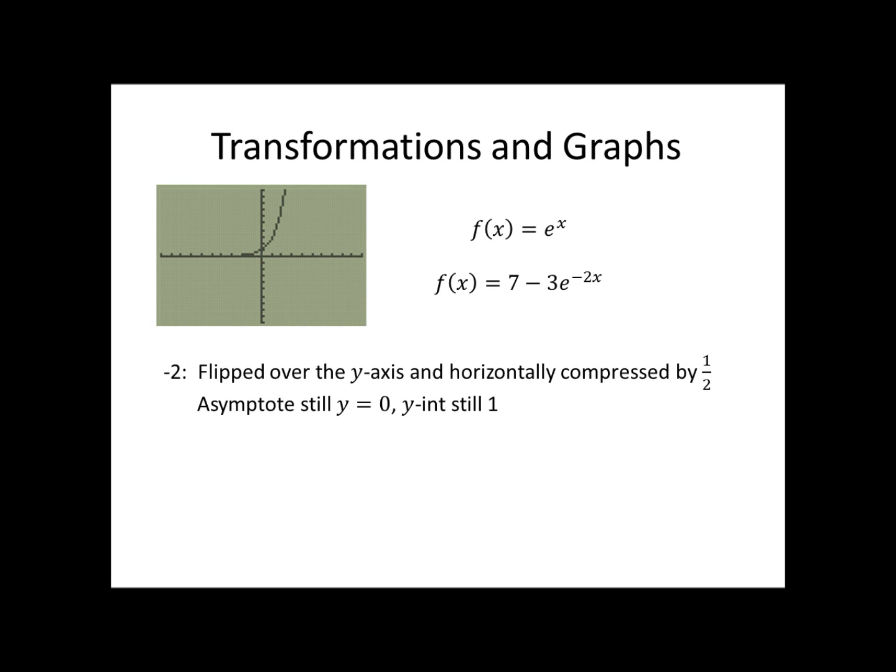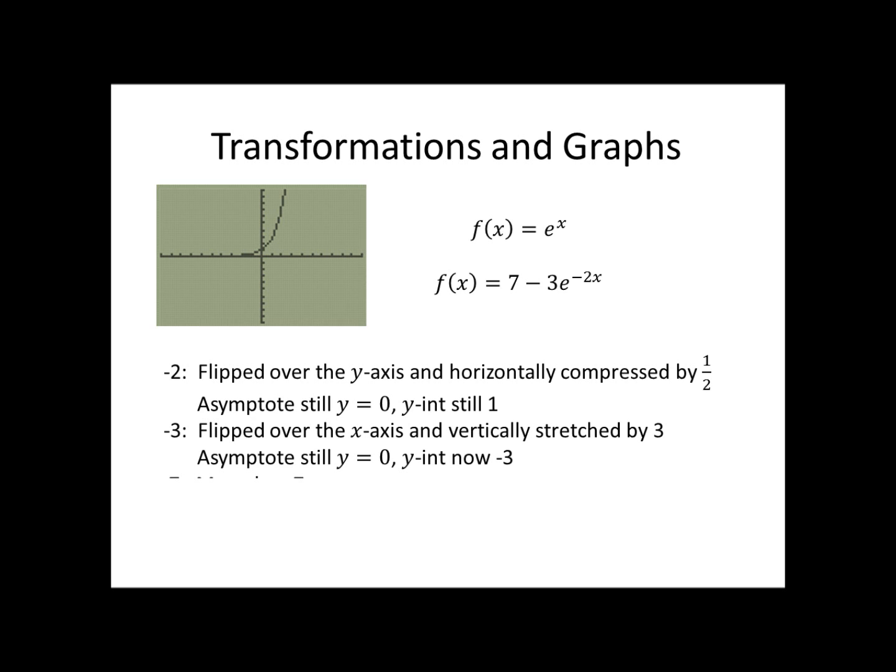First of all, let's talk about the inside change. That negative 2 means that the graph has been flipped over the y-axis. That's a horizontal change. It's an inside change. And it's been horizontally compressed by 1/2. Remember, changes inside always do the opposite of what we would expect. We would expect that multiplying by 2 would stretch it out, but it actually compresses it by 1/2. It's going to make it look really skinny. The asymptote is still at y equals 0. The y-intercept is still at 1.